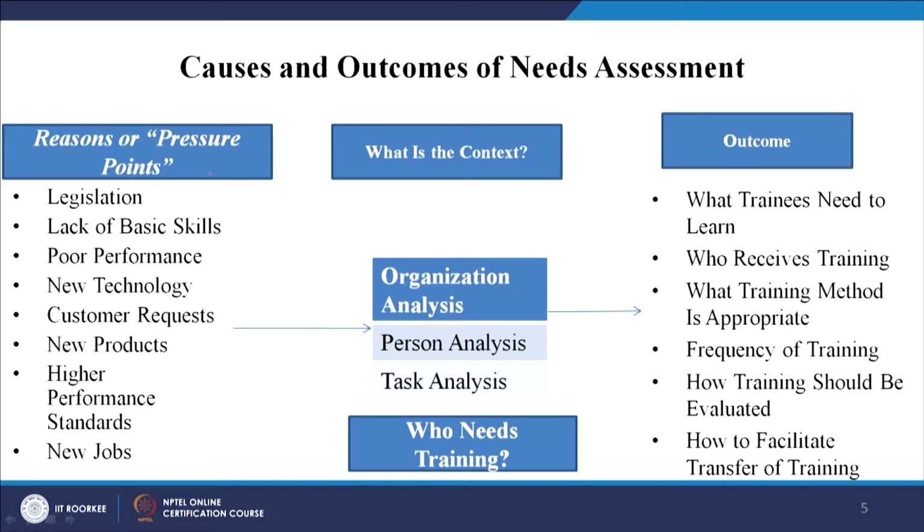So what are the causes and outcomes of the need assessments? So there are three columns you will see. Reasons are pressure points, here is the context, and what is the outcome. So first we will go by the reasons. Reasons, that is the pressure points, are the rules and regulations of the organization, that is the legislation. In the case of the legislation, most of the time it is the HR manual.